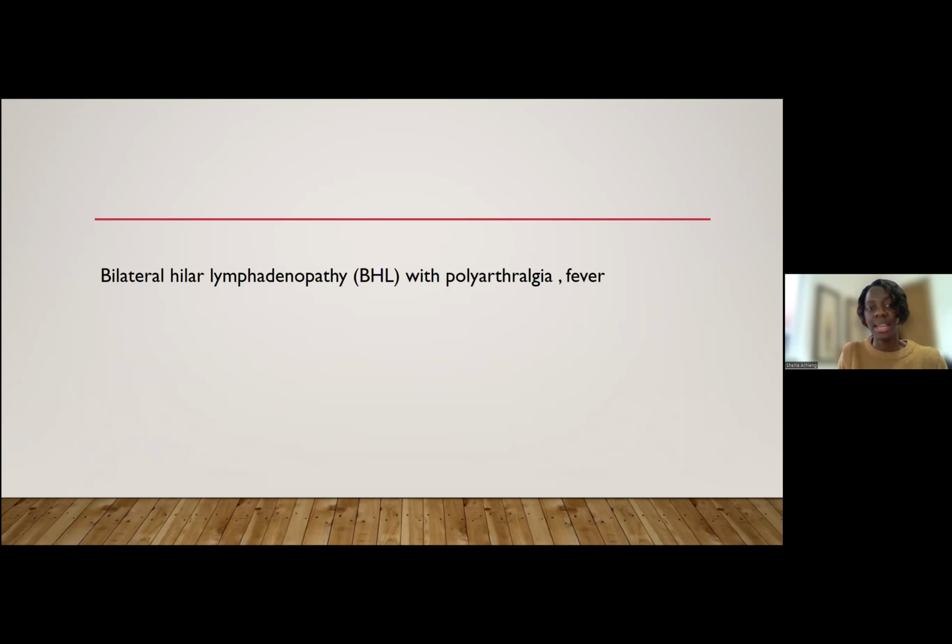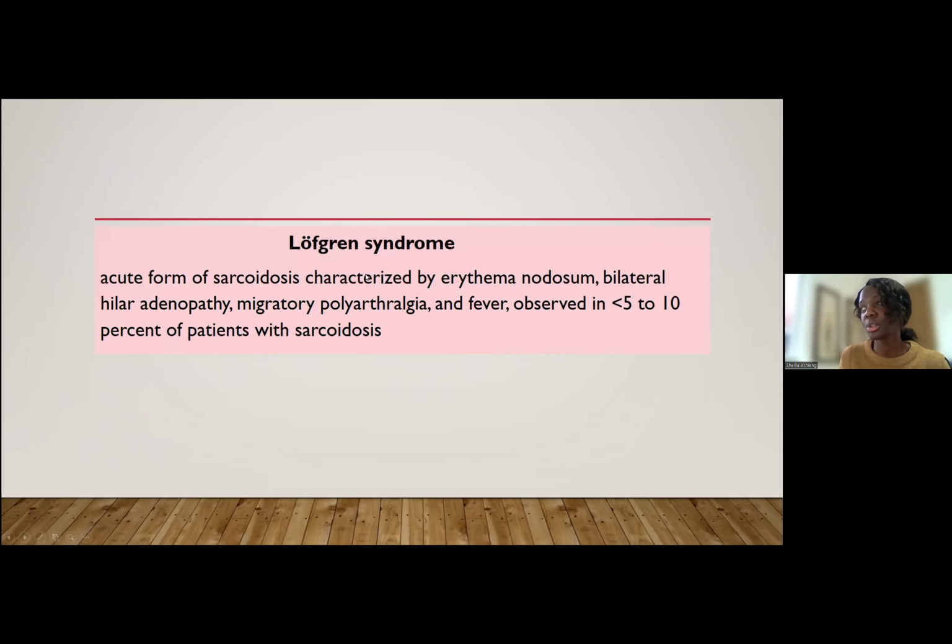So in this patient with bilateral hilar adenopathy, polyarthralgia, and fever, she does have sarcoidosis, but it's a special form of sarcoidosis called Lofgren syndrome, which tends to happen in less than 10% of patients with sarcoid. It's a very mild form of sarcoid. It's self-limiting, usually gets better with steroids. So we don't really need to be worried about these particular patients who get Lofgren syndrome.